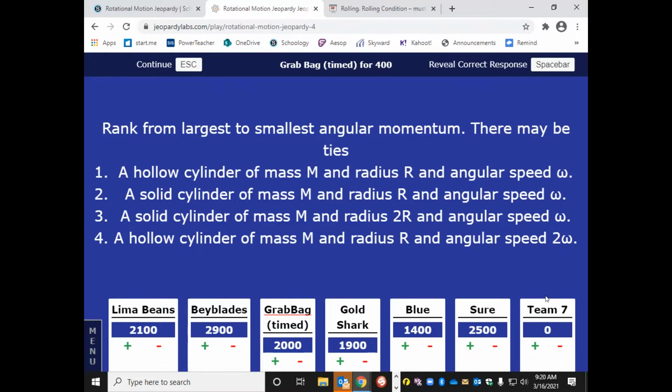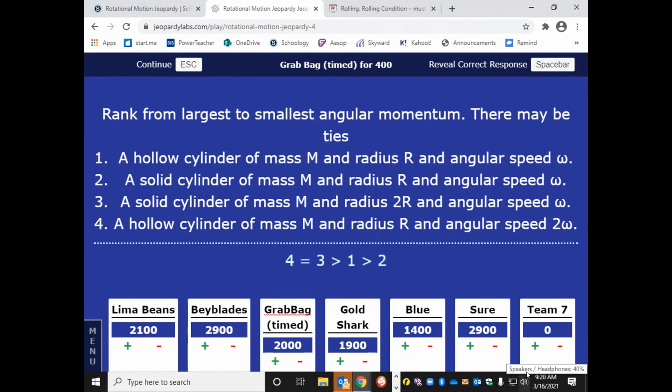Okay, so 3 and 4 are tied. 1 would be third. 2 is not. Yeah, that is correct. All right, we had one group get that one right. Congratulations to Team Sure.